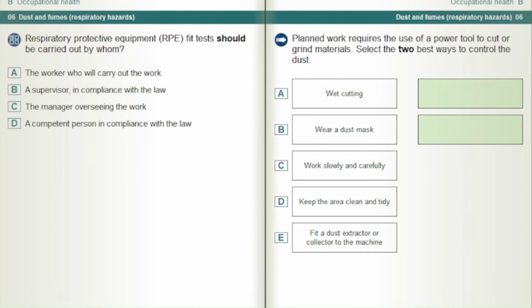Respiratory protective equipment, RPE, fit tests should be carried out by whom? The worker who will carry out the work. A supervisor in compliance with the law. The manager overseeing the work. A competent person in compliance with the law.